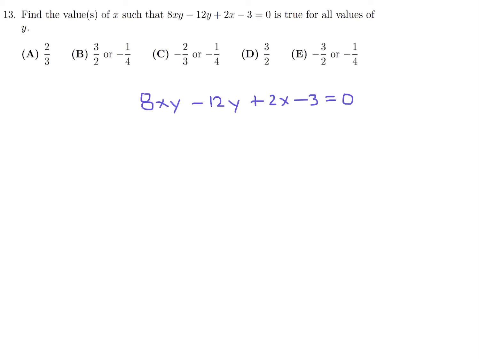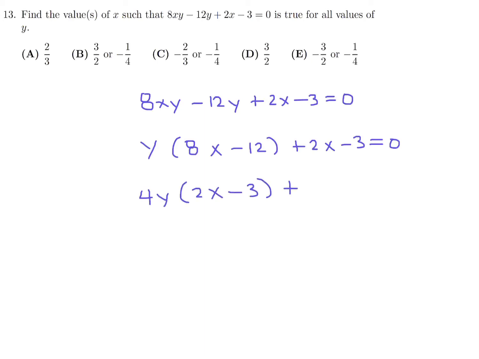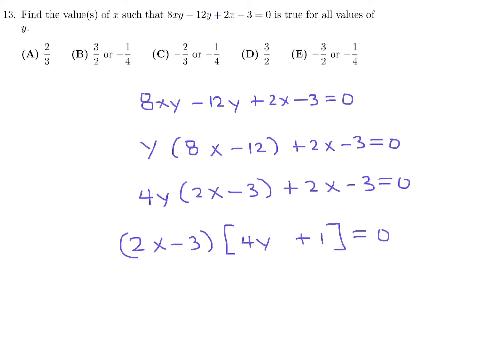It's one of those questions where you have to have enough practice so that you know with confidence how to quickly approach this. I'm going to factor out a y because that seems kind of obvious to me. And let's see if that helps. All right, that does nothing for me, but I think I can factor out a 4 as well. That will be helpful. Yeah, there we go. Now this is definitely helpful. Now I can factor out 2x minus 3, and it'll be 4y plus 1, like that.